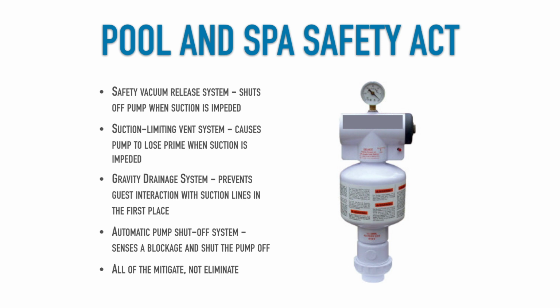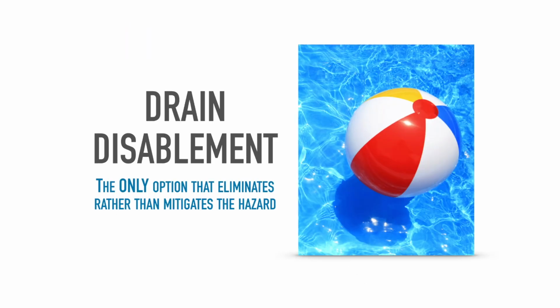But again, like I said, all of these mitigate. They do not eliminate. In fact, according to the Association of Pool and Spa Professionals, the National Swimming Pool Foundation, the federal government, and us at Pool Training Academy, the only way to eliminate main drain entrapment is to disable your main drain. That's right, to cut it off, cap it off, and never use it again.